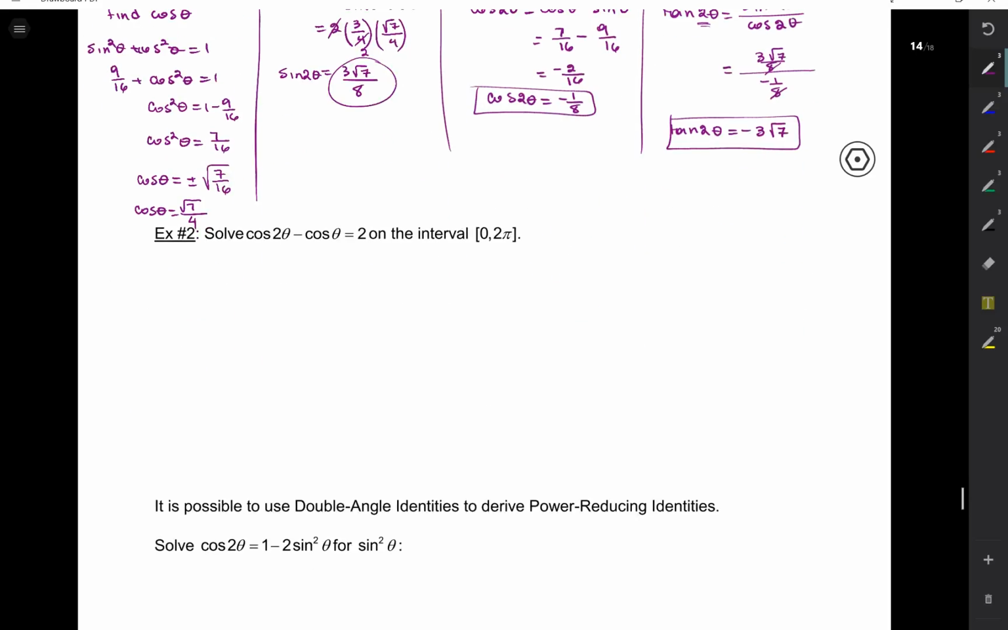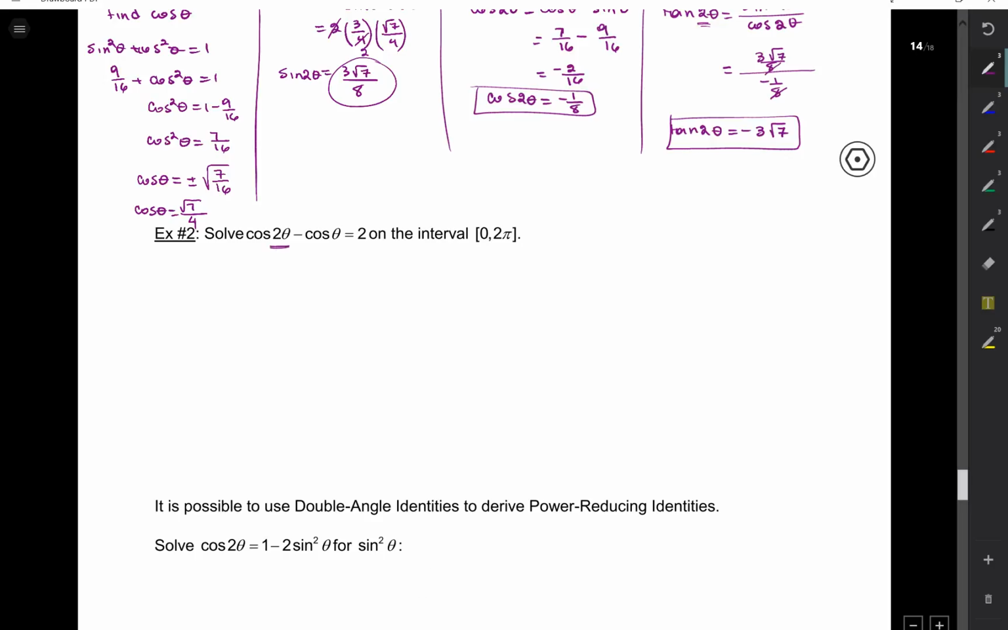Look at this equation. All right, I have an issue with this equation. Why do I have an issue? Because I have a mix of things. A mix of what things do I have here? Right, here I have a 2 theta, and here I have a theta. I want to make all of them the same.